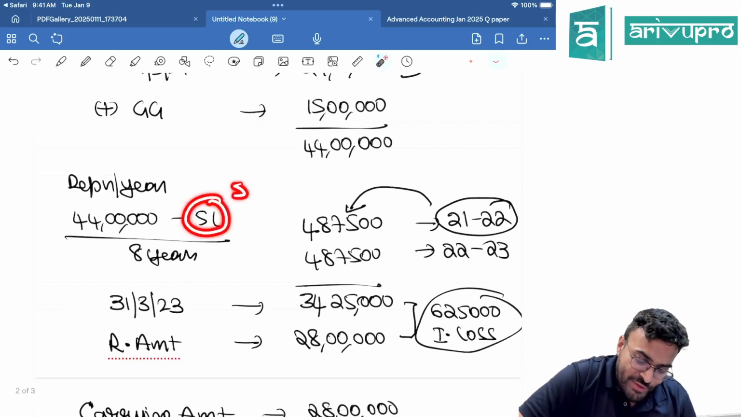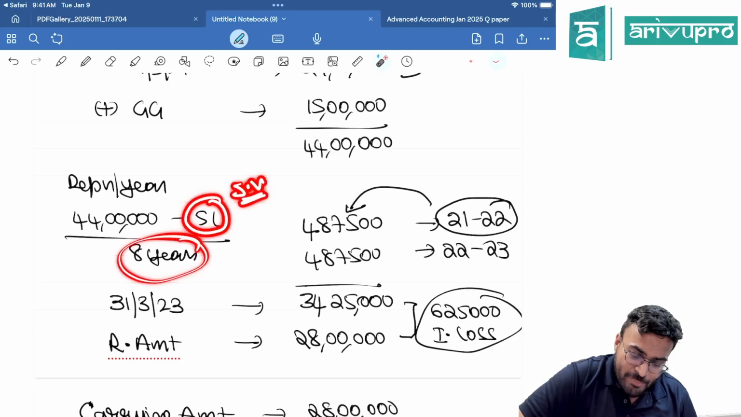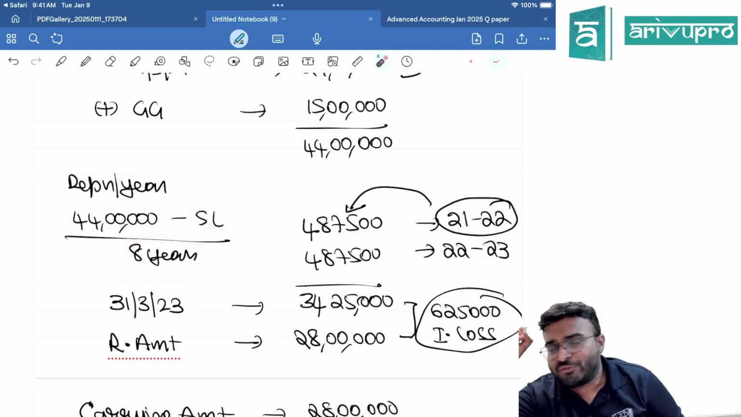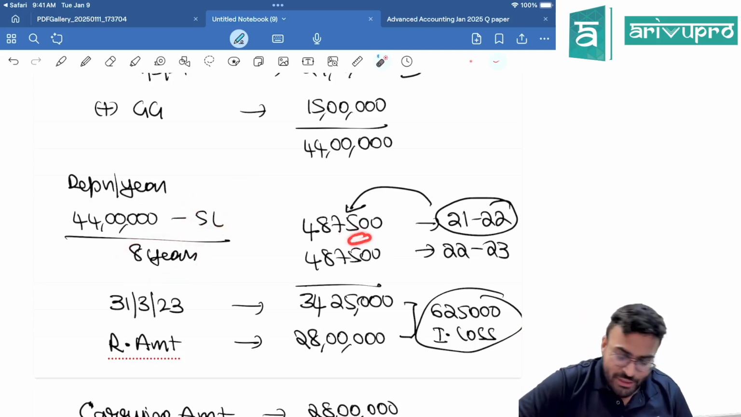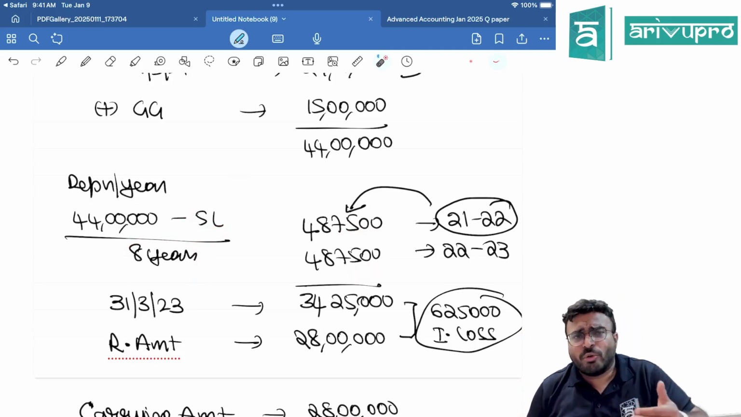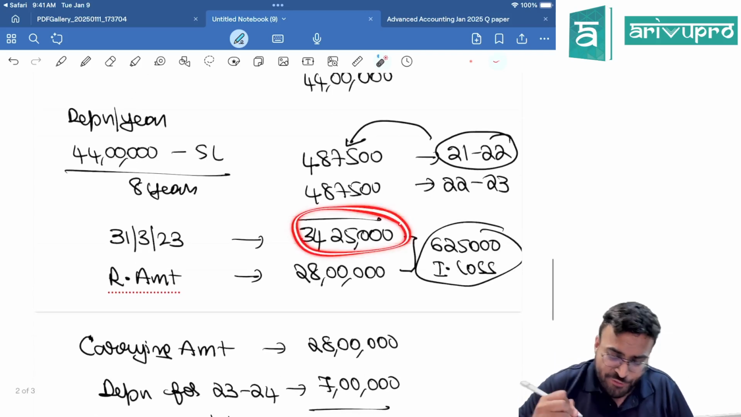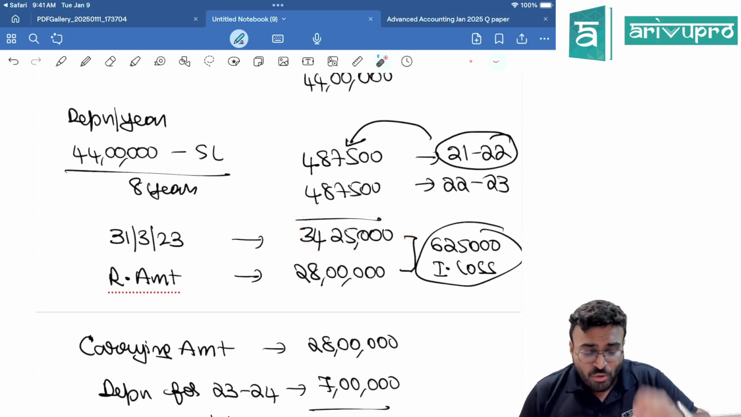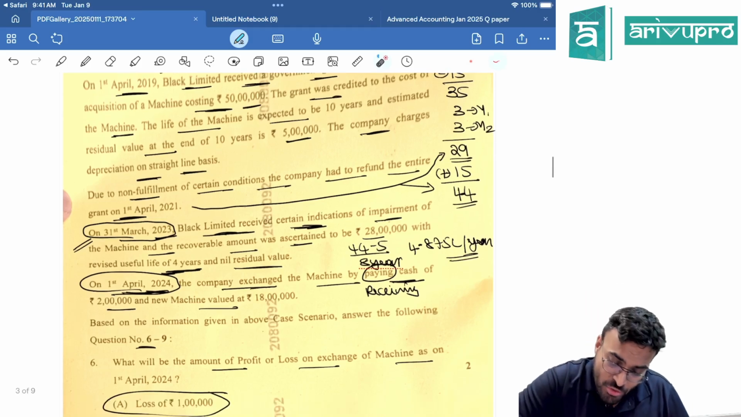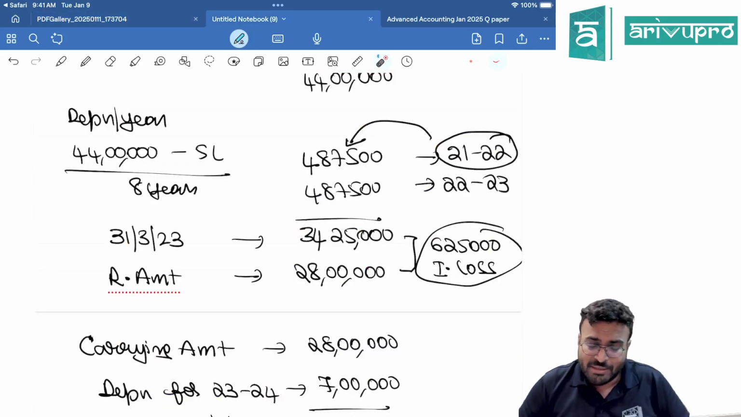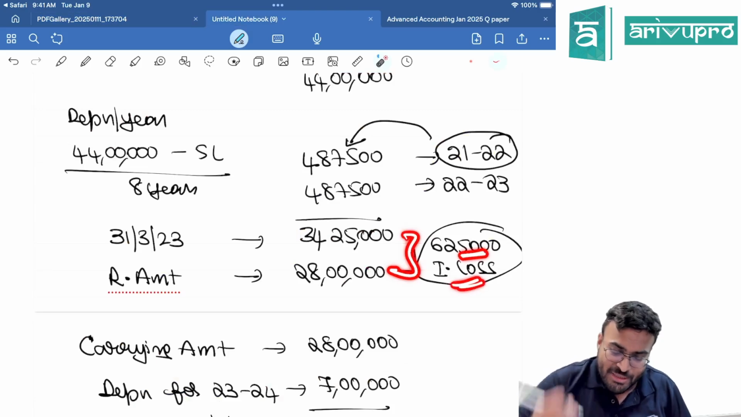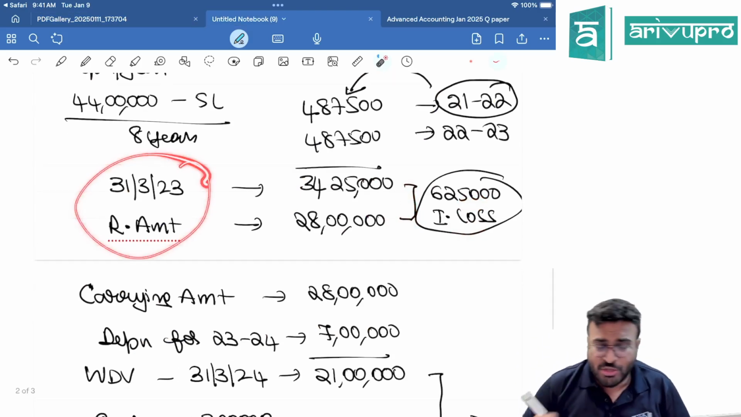44 lakhs minus 5 lakh, which is the scrap value, divided by 8 years, you're getting 4,87,500 as a depreciation. 21-22, 22-23. It's going as per 4,87,500. Now you are having the value of 34,25,000 in your books. Now they are telling recoverable amount is only 28 lakhs. Impairment has happened. 6,25,000 is impairment loss. Okay, 31st of March 2023.